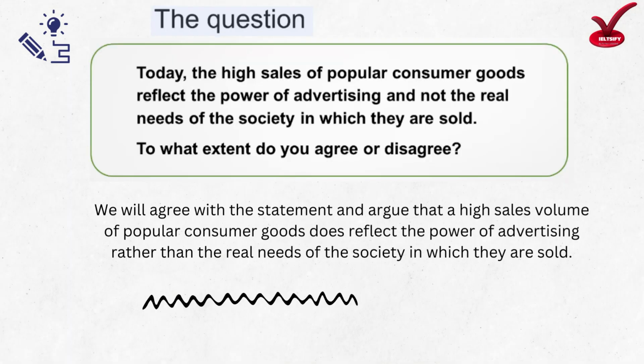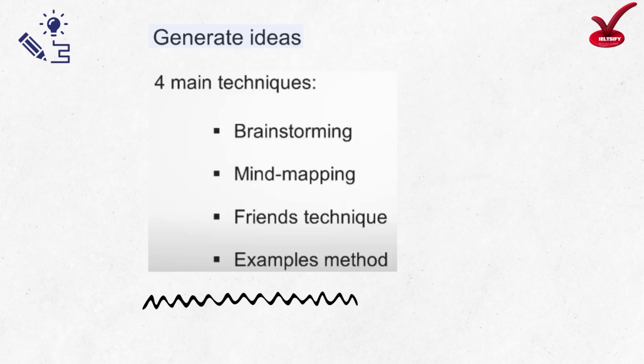Here's the question again for this essay. I'm going to agree with the statement and argue that a high sales volume of popular consumer goods does reflect the power of advertising rather than the real needs of the society in which they're sold. The second task is to generate some ideas to write about. Since I'm going to argue that the power of advertising has a greater influence on sales volume than consumer need, I need some ideas to support this view.